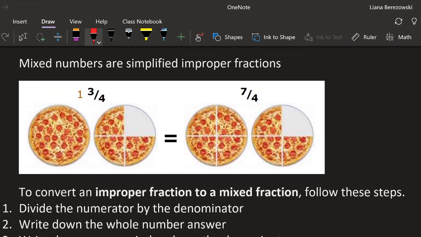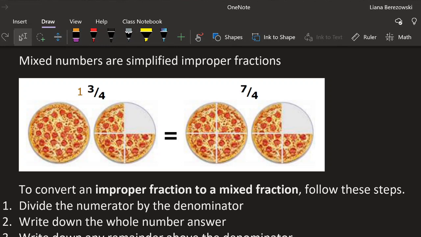So mixed numbers are essentially just simplified improper fractions, okay? And I know that you guys love my pizza examples, so we have another visual here, okay? So this example is showing you how we can consider the same amount of pizza in two different ways, okay? So on the left here, we're defining this pizza using a mixed number, right? So 1 and 3/4.